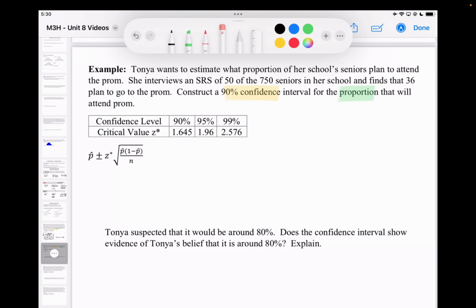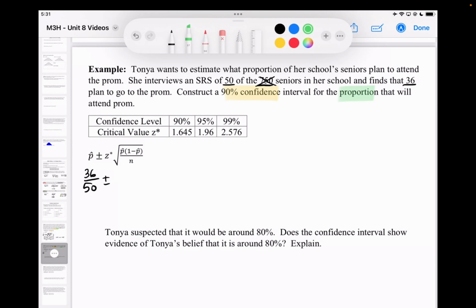One of the things that messes people up is sometimes there's extra information in the problem. This 750 seniors throws people off because they think that that's their sample size. The sample size is 50 because that's how many Tanya asked. So the 750 is not even used in this problem. So our proportion in this problem would be 36 out of the 50 people she asked. So 36 over 50. Plus or minus.